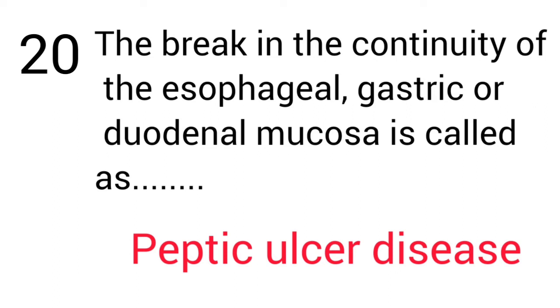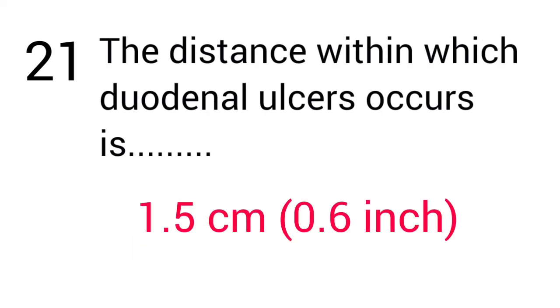The break in the continuity of the esophageal, gastric or duodenal mucosa is called as peptic ulcer. The distance within which duodenal ulcers occur is 1.5 centimeter or 0.6 inch.